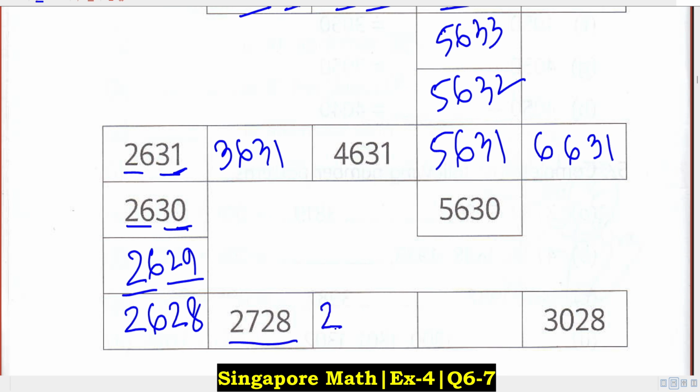2728, 2828, then 2928. Here is an 8, right? Here is an 8, and then 2928, and finally this one is 3028.